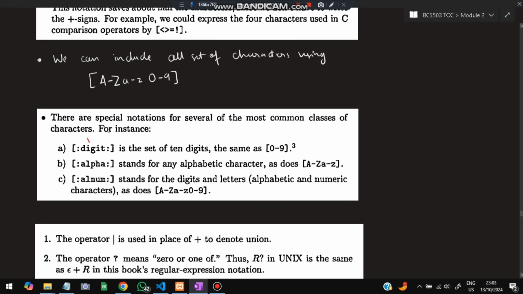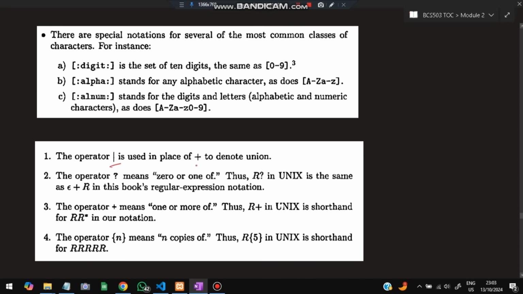And if you want to represent the digits, we just have to write this one. Alphanumeric, we can write as this one, which includes all the alphabets, capital and small, as well as all the digits, right? So these are the ways in which we can easily represent in Unix. Also the operator, this is used in the place of plus, and question mark means 0 or 1, and plus means 1 or more of, like R plus, and if you want to denote R five times, we can use R5. So 5 times R will be denoted. So these are some ways in which you can use the regular expression to easily represent whatever values you want to represent in Unix.